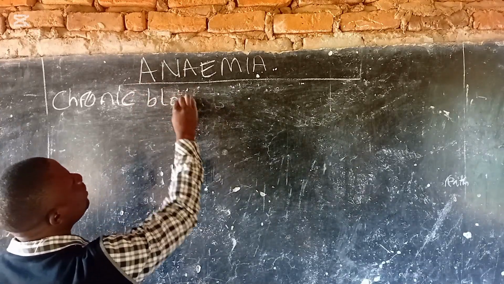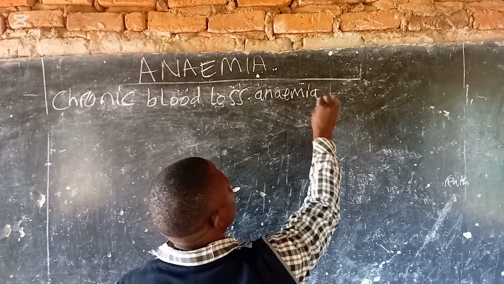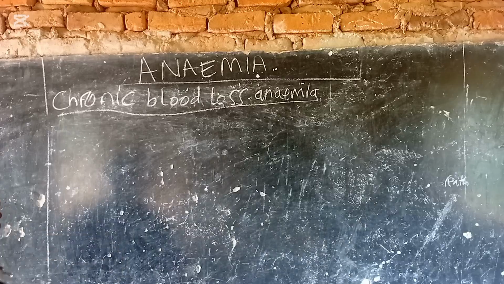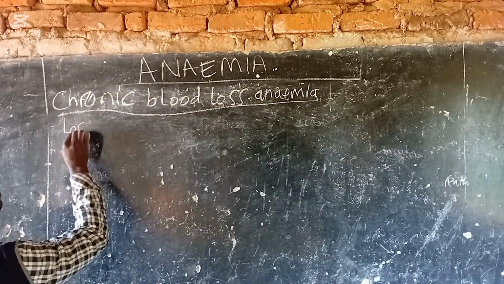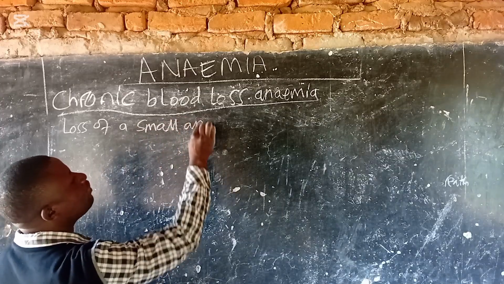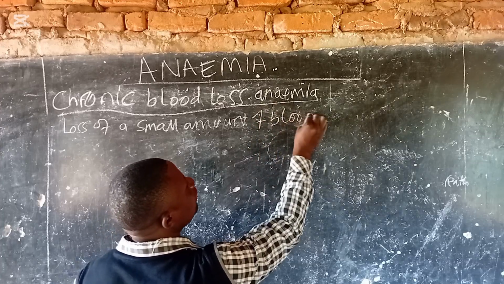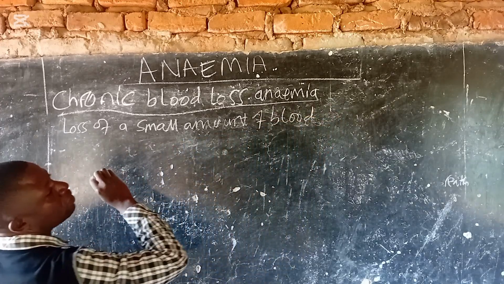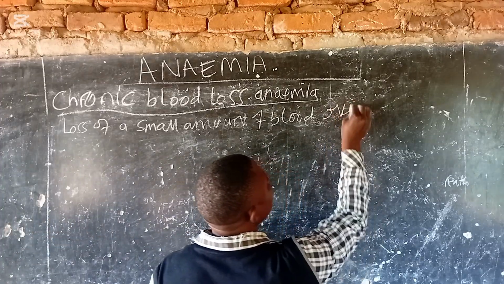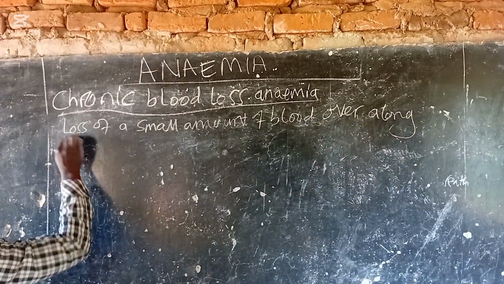Chronic blood loss anemia. So here, as in definition, this is loss of a small amount of blood over a long period of time.